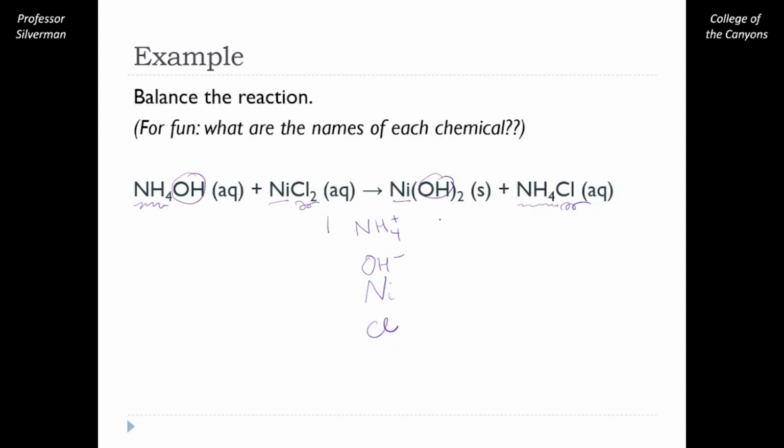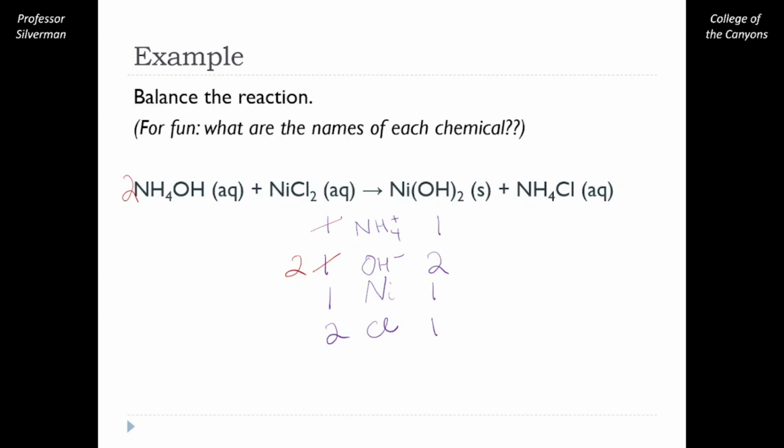1 ammonium to start with, 1 ammonium to end with. 1 hydroxide to start with, 2 hydroxides to end with. 1 nickel that we start with, 1 nickel that we end with. 2 chlorines turning into just 1 chlorine. All right, this does not quite work as it is right now, but we can change some coefficients and make it better. We can start by saying we need 2 hydroxides. The only way to do that is by adding coefficients.